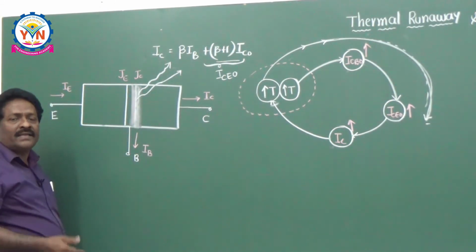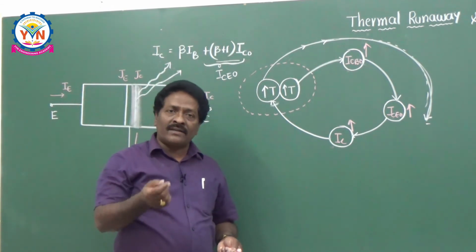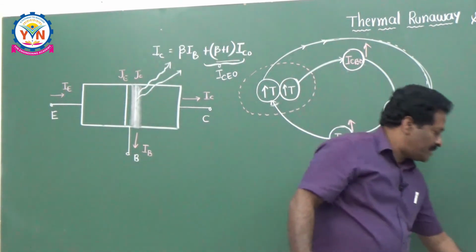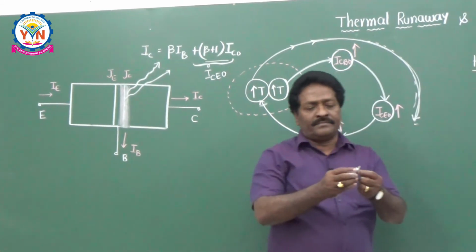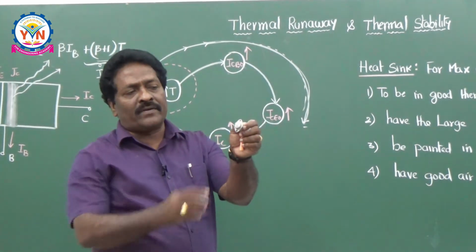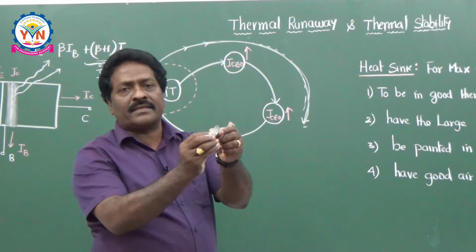So what is the heat sink? Heat sink is nothing but a metallic sheet. It is a metallic sheet attached to your transistor. So let me show it. It is nothing but a transistor. This is a power transistor. 2N3055 is a power transistor. This power transistor is having a metallic base.